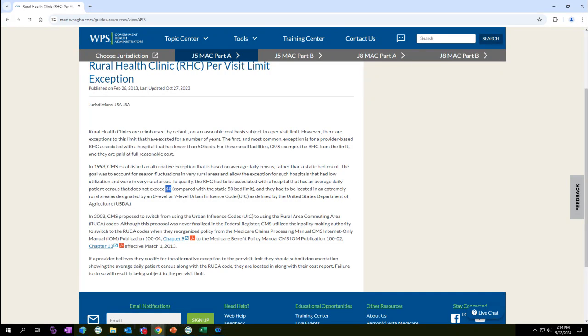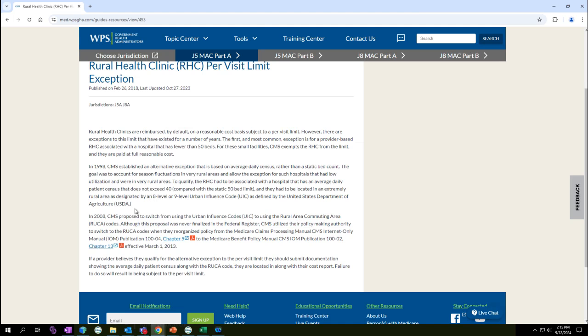average daily, and so that's the first thing, and they had to be located in extremely rural areas, which were initially defined as the 8-level or 9-level UIC code, Urban Influence Code. But in 2008, they switched that. They said, we're not using the UIC anymore. We're using the RUCA, Rural Urban Commuting Area codes. Or, I'm sorry, that should be Rural Urban Commuting Area codes.